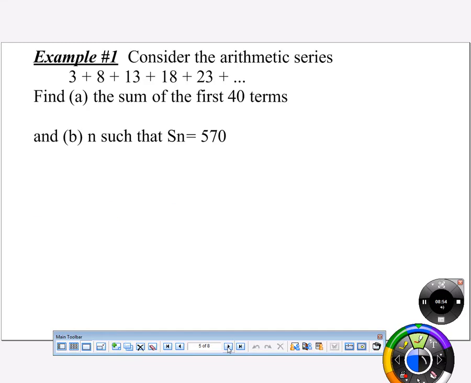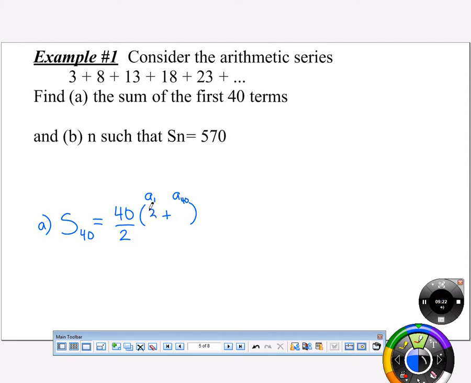So now we can go do some problems. Here's an arithmetic series. First we want to find the sum of the first 40 terms. So we're finding this. Okay. According to our formula, that means there are 40 things being added together. We're going to divide that by 2. And we want to multiply it by the first term plus the nth term, which in this case would be the 40th term.